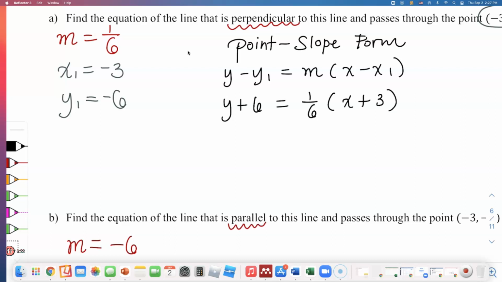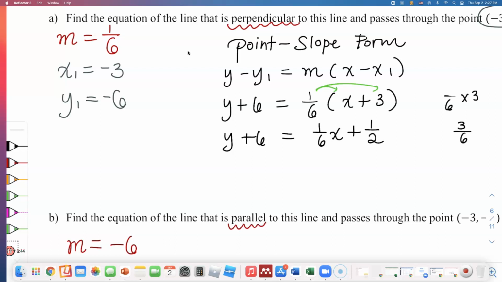I will distribute this so that I can write this in slope-intercept form, okay? That will be y plus 6 equals 1 over 6x plus 1/6 times 3 is going to be 3 over 6, which reduced to half. So the y-intercept of this, well, I'm sorry, it's not the y-intercept just yet, right? Because y is not by itself yet, it's y plus 6. So I have to subtract 6 from both sides.